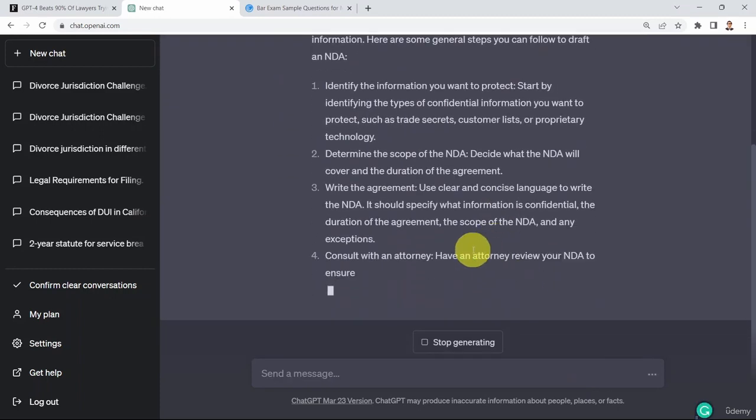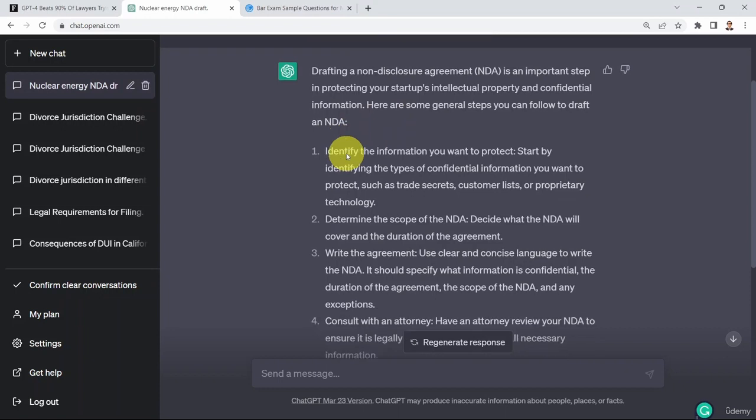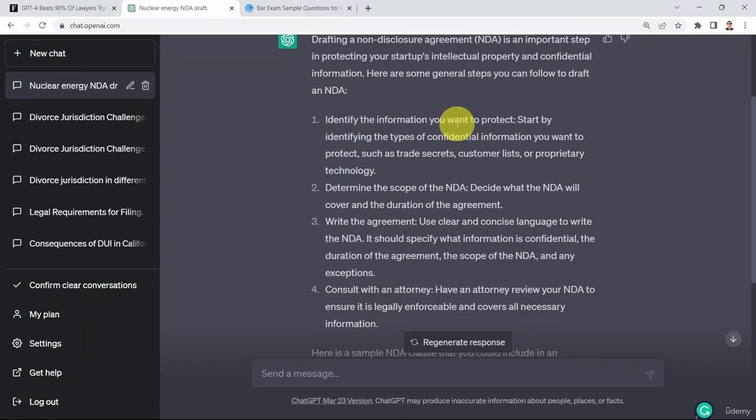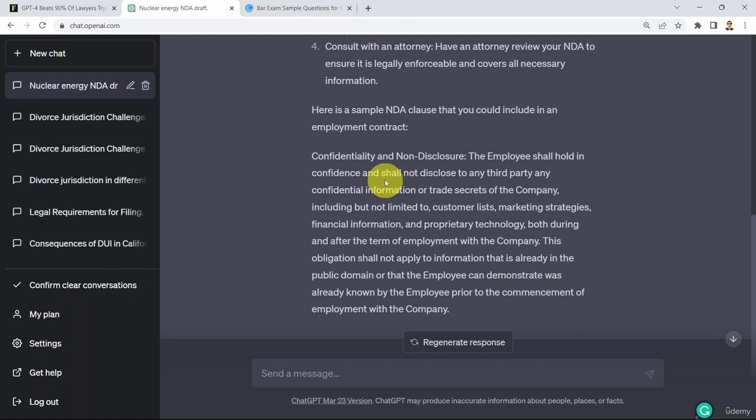If you test it out, it's going to tell you, well, an NDA or non-disclosure agreement is an important step to protect your startup's intellectual property, or IP, and confidential information as well. First, you need to identify the information you want to protect. You need to determine the scope of the NDA. You need to write the agreement, and then you need to consult with an attorney as well. And it's going to tell you, here is a sample NDA clause that you could include in an employment contract.